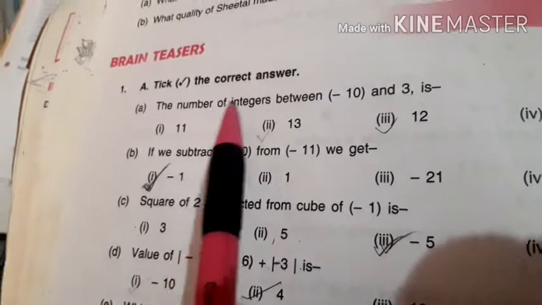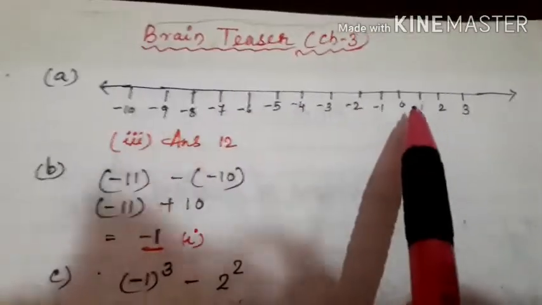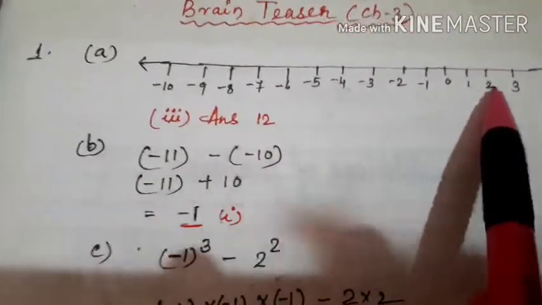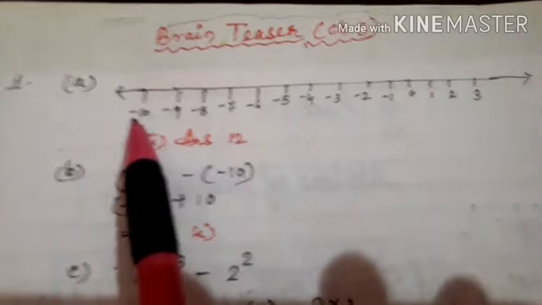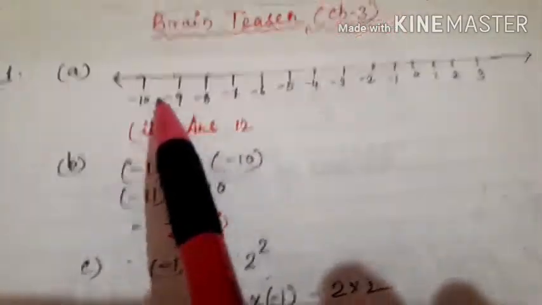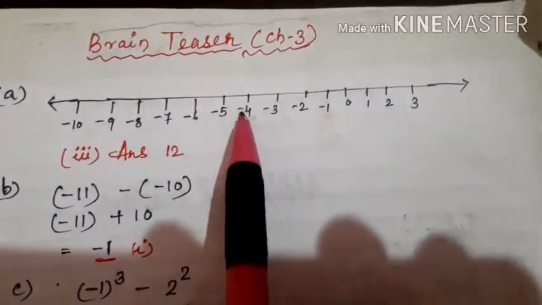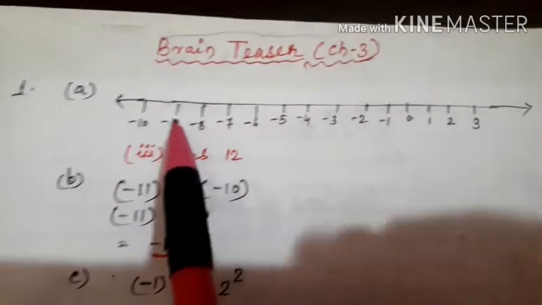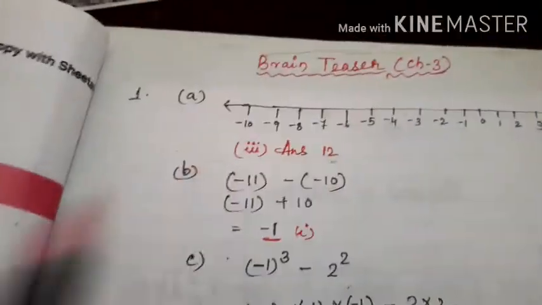See, question number 1. Take the correct answer. The number of integers between minus 10 and 3. See, I have drawn here the number line, minus 10 and 3. You know, this is the 0, plus 1, 2, 3. You have to write on the right side of the 0. Then on the left side you have to write negative numbers up to minus 10. How many integers are there between 3 and minus 10? See, 1, 2, 3, 4, 5, 6, 7, 8, 9, 10, 11, 12. The answer is 12.